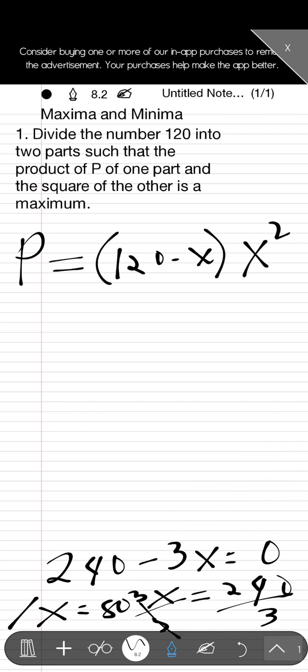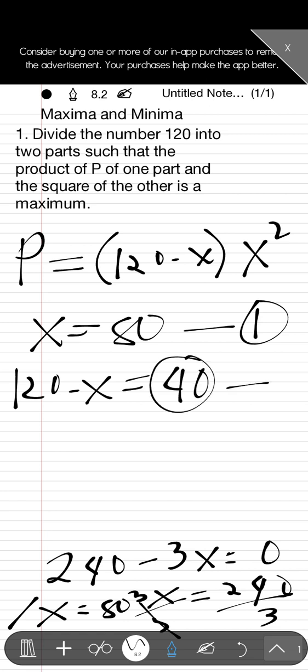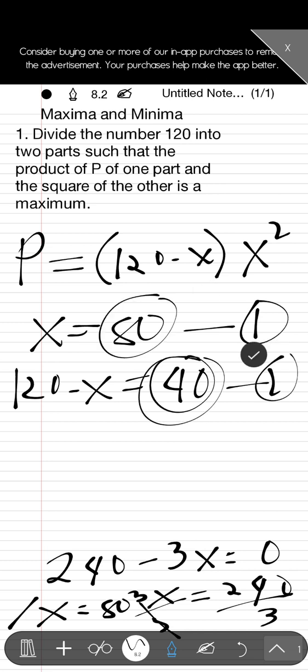Okay? So, from deriving p with respect to x, dp over dx, mayroon ka, then equate to 0. Then, solve for x. Your x is 80. Okay? And then, of course, ito yung isang part, no? Then the other part, that is 120 minus x, which is 120 minus 80 is 40. So, ito na yung second part na number natin. Okay, ito yung first part, and then ito ang second part, 40. So, you add 80 plus 40 is 120.